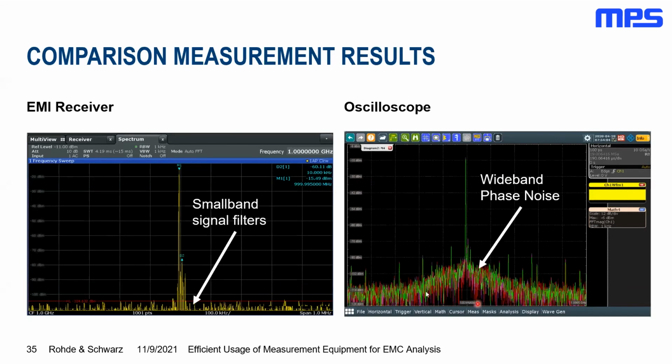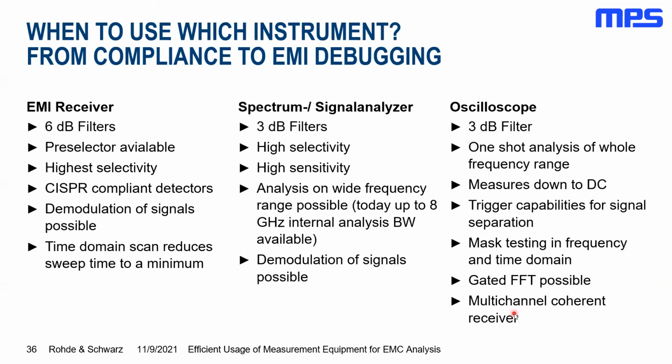And that's the huge difference. We have small band signal filters, while we see this integration of noise and side emissions in the oscilloscope. I'm not saying that the oscilloscope is worse, but there we see the limitation of not having a frequency selective instrument, and therefore we are not suppressing these higher emissions that well. Summing it up as a short guidance, the biggest difference between an EMI receiver and a spectrum analyzer is the filter shape, as well as not having a pre-selector. The pre-selector at the EMI receiver is always available, so we have a high selectivity.